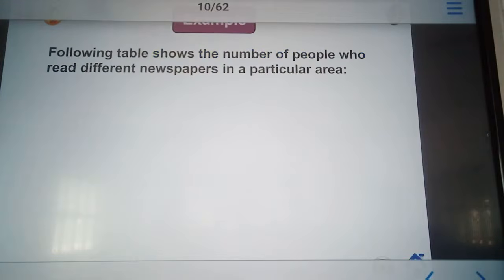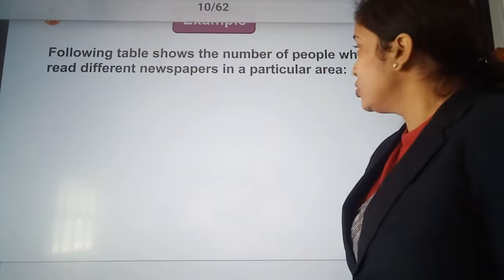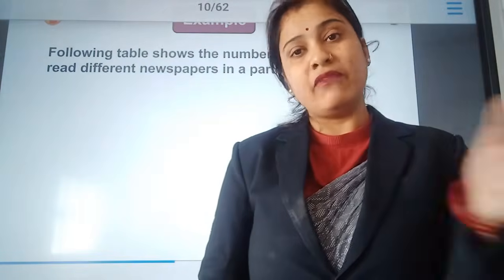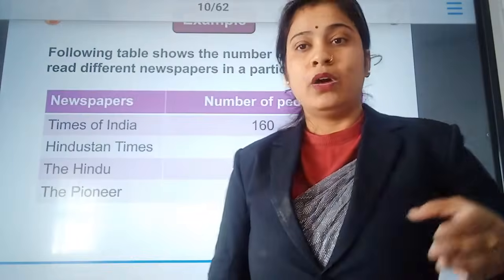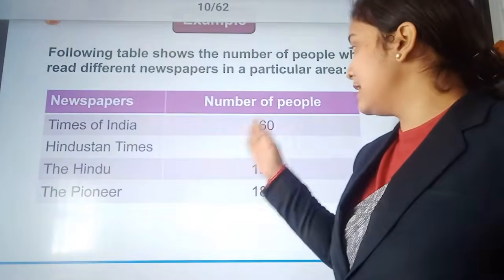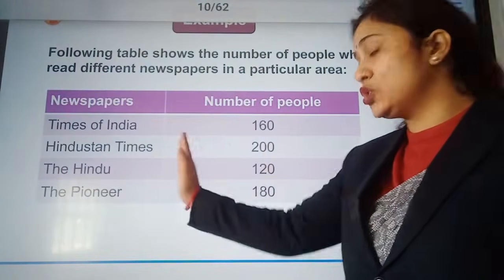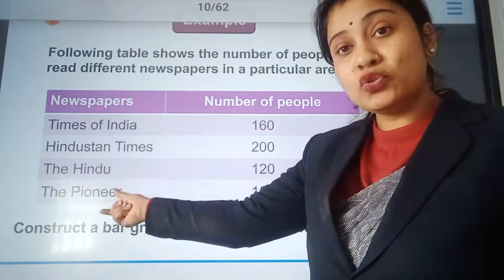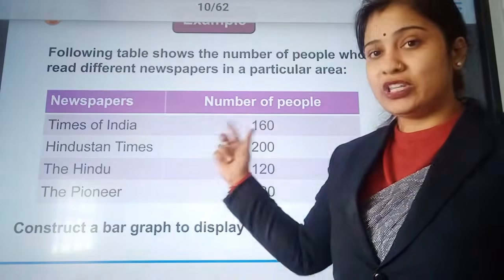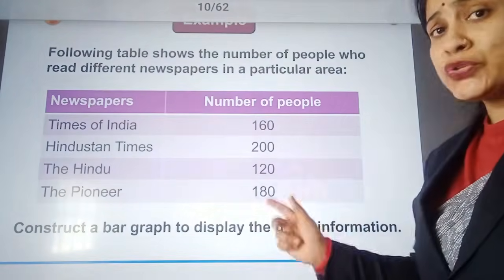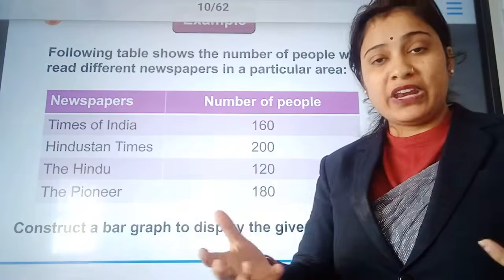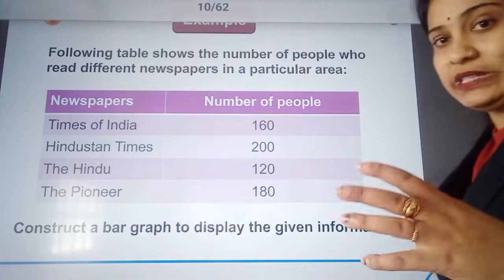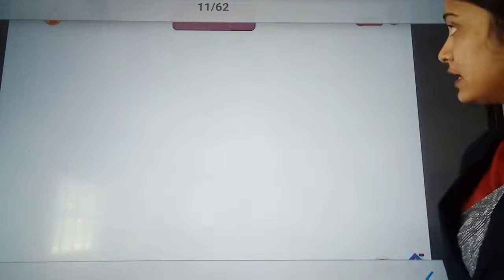Then let us go with one more example. This table shows the number of people who read different newspapers. So here is the newspaper, and here is the number of people who go through these newspapers. So again we will take one axis for the newspaper and the other axis for the number of people. So again we have to see along which axis we are taking the number of people, or the frequency. Alright, so here again let us go with the solution.